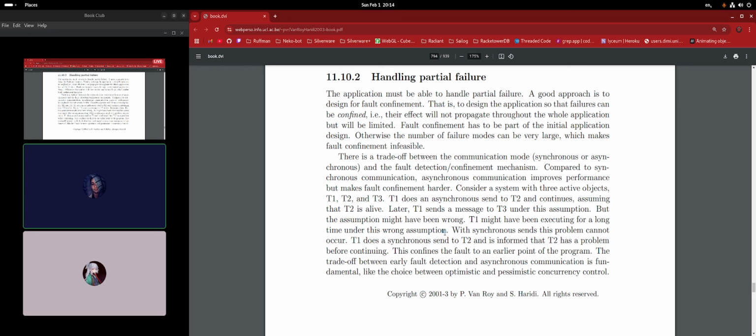T1 has been executing for a long time under this wrong assumption. After it sends a message to T2, it did stuff and talks to people, assuming the liveliness of T2, but that was wrong. So you need to undo that. And if you are in a mutable environment, you are done. In an immutable setting, there is still some hope, but in a mutable one, you're just done. It's over.